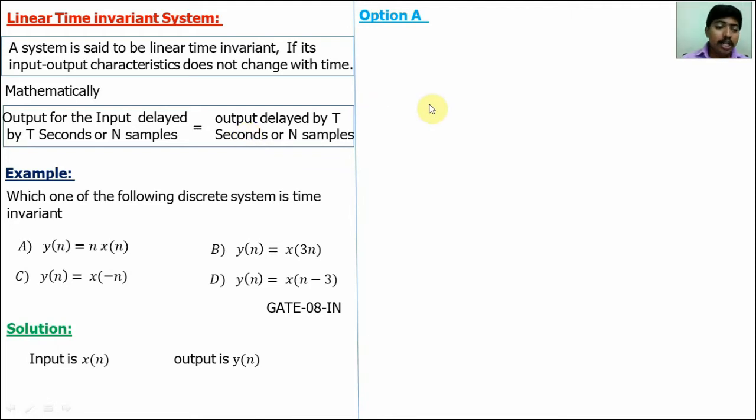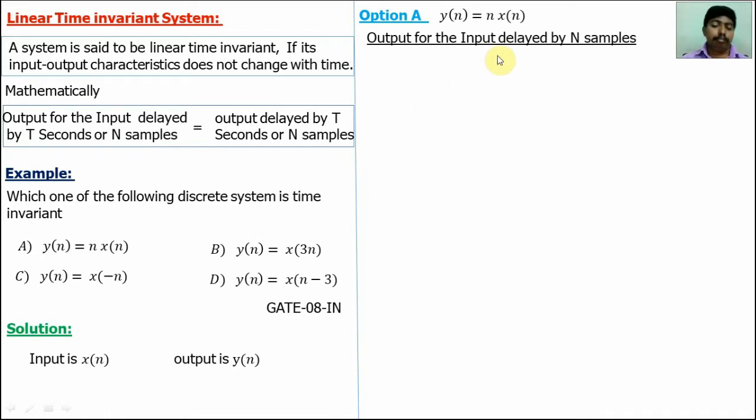So first, the output for the input delayed by n samples. Only the input is delayed. Here input is x of n. Input delayed means we have to replace x of n by x of n minus n. This input is delayed by n samples. So replacing here, we get y1 of n. This output y1 of n is equal to n into x of n minus n. This is the output for the input delayed by n samples for the option A problem.